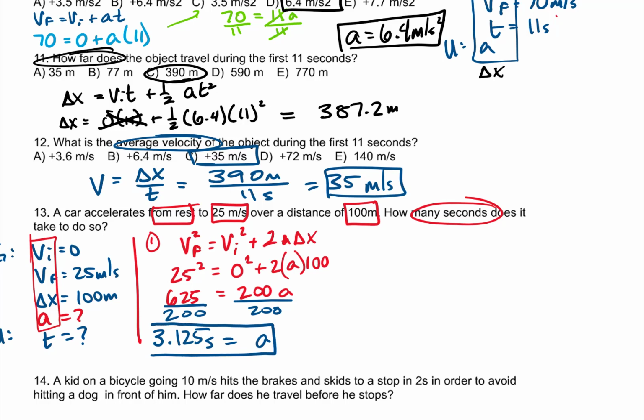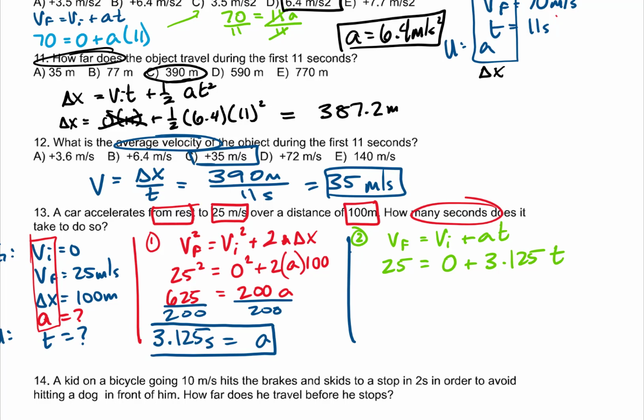That's another piece of known information. Now we're ready for the second part of this. Find the time. Once we have everything, finding the time, question 2, is usually easiest with this equation. V final is equal to V initial plus acceleration times time. 25 is equal to 0 plus 3.125 times the time.